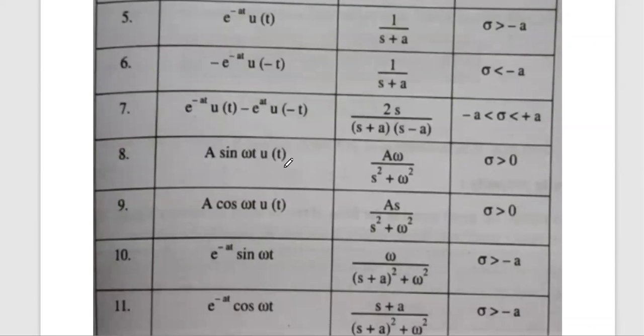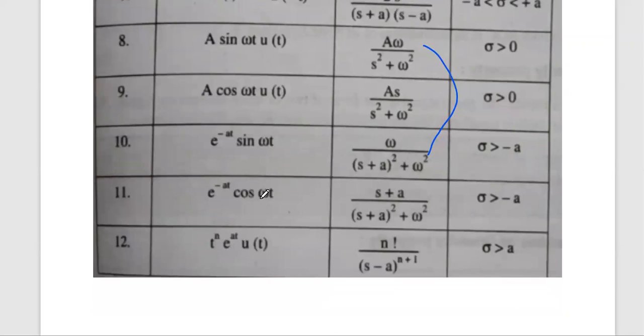Then A sine omega t. So you know the sine omega t answer is omega by S square plus omega square. If it has the amplitude A, you put the constant A. And the ROC for the sine signal is sigma greater than 0. Similarly, cos omega t is S divided by S square plus omega square, with the same ROC, sigma greater than 0. Okay. Then e power minus at sine omega t means in the sine omega t answer, you just replace S by S plus A. Okay, this one.